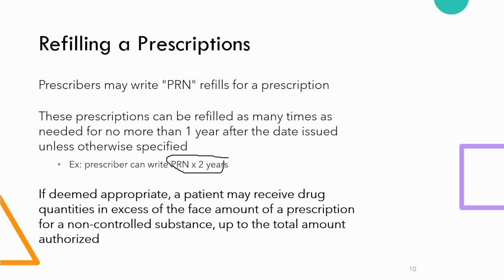Here on the second bullet point, it talks about if deemed appropriate, a patient may receive drug quantities in excess of the face amount of the prescription for non-controlled substances up to the total amount authorized. So, for example, you have a prescription for lisinopril.